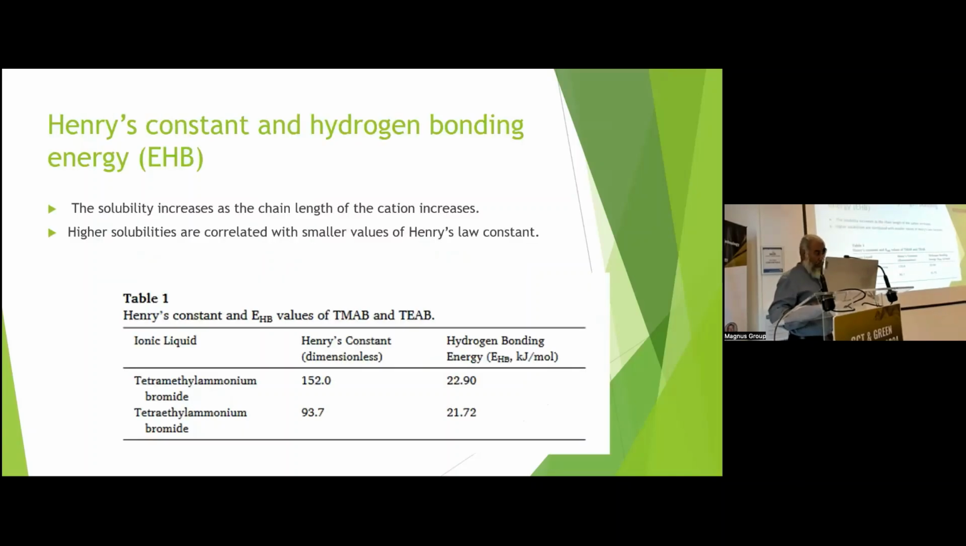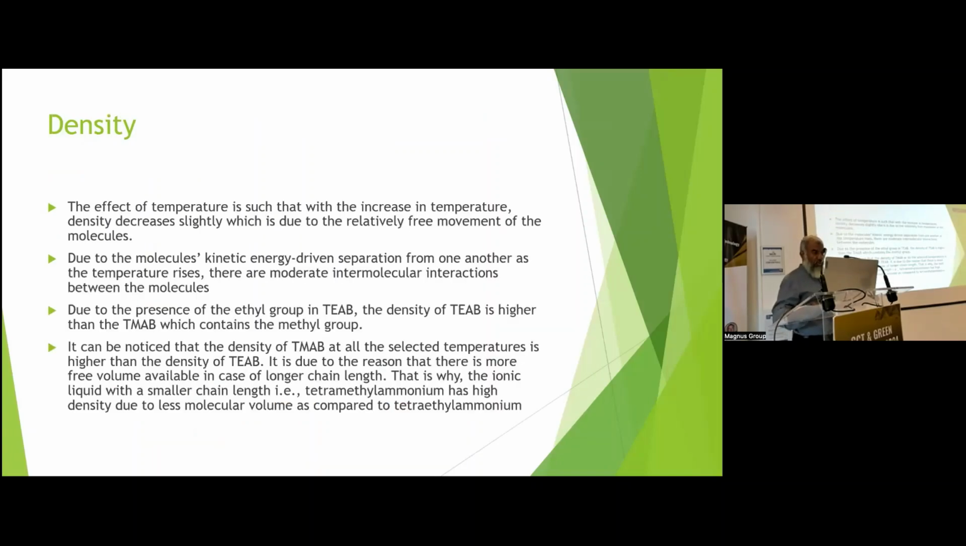And the Henry's law constant and the hydrogen bonding is calculated. The solubility increases as the chain length of the cation increases, and the higher solubilities are correlated with the small value of the Henry's law constant, as shown here in this table.